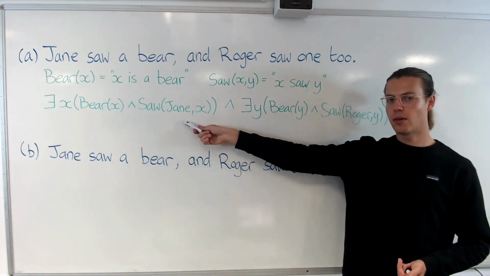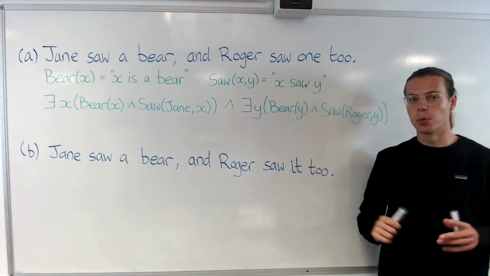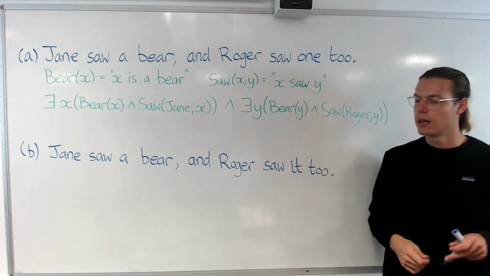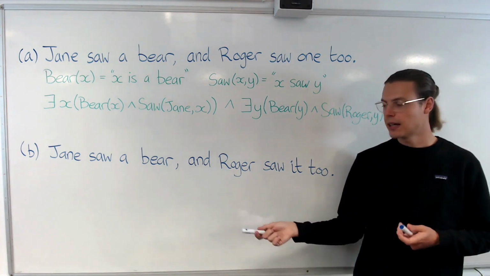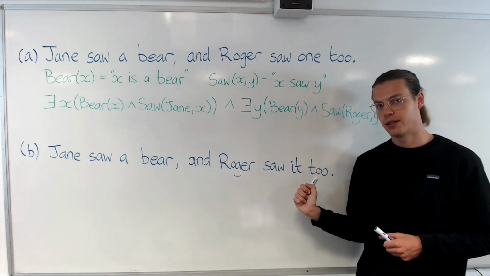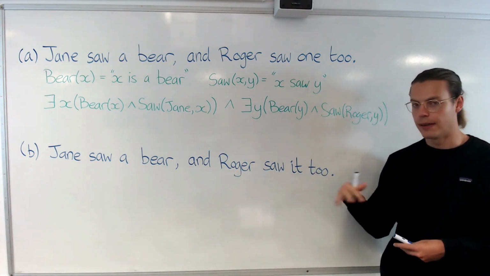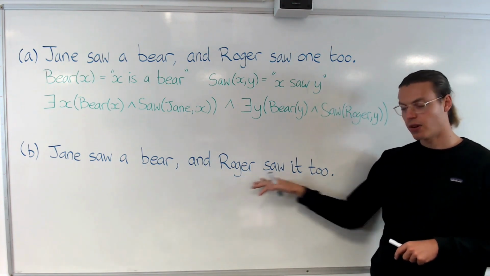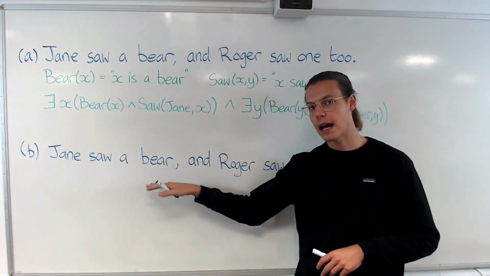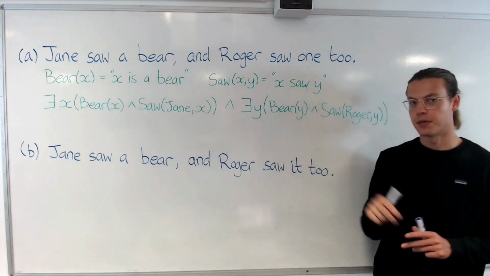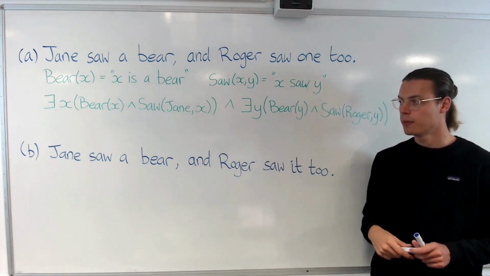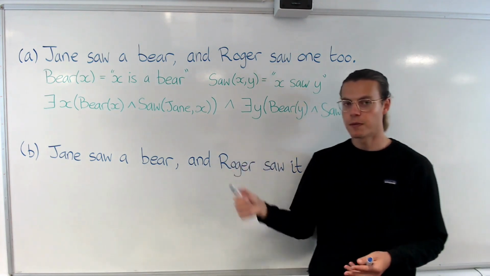Jane saw a bear, and Roger saw one too. Our second statement is Jane saw a bear and Roger saw it too. Now the difference here is that Roger saw the same bear as Jane. So we don't have two different bears. But other than that, it's pretty similar.